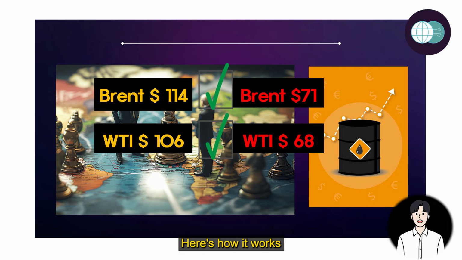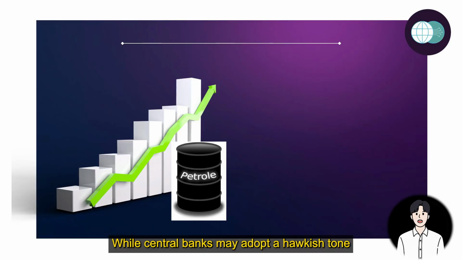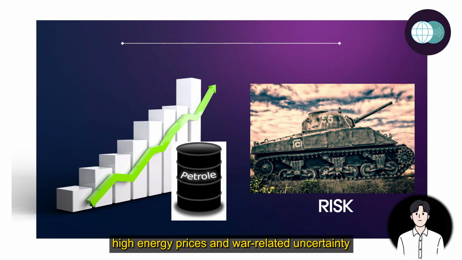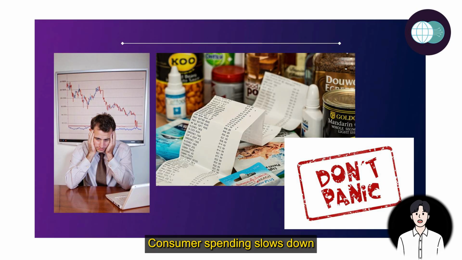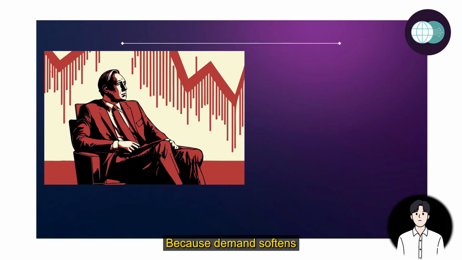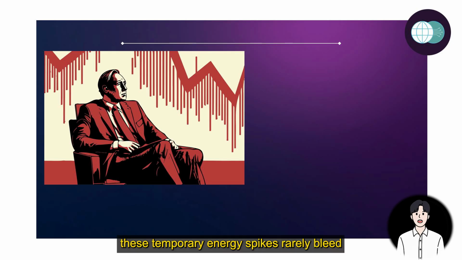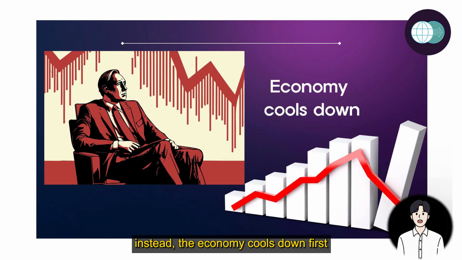Here's how it works. While central banks may adopt a hawkish tone during a crisis, high energy prices and war-related uncertainty act as a natural economic brake. Consumer spending slows down and corporations manage costs, which naturally tightens financial conditions. Because demand softens, these temporary energy spikes rarely bleed into core wages and services. Instead, the economy cools down first.